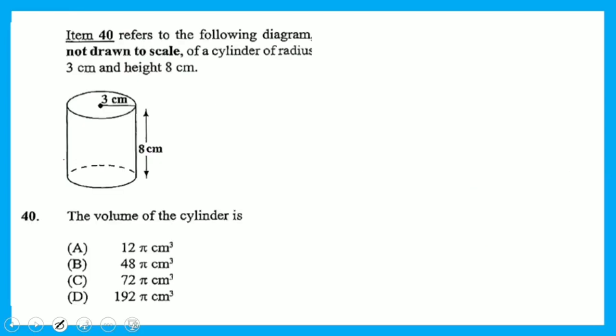For this one, we have a cylinder that has a radius of 3 centimeters, and you look on the diagram to verify, and a height of 8 centimeters. What is the volume of the cylinder? Now we know that volume is just area of the object times the height.